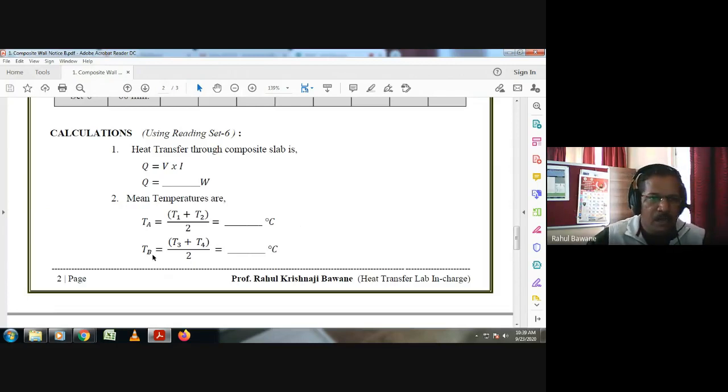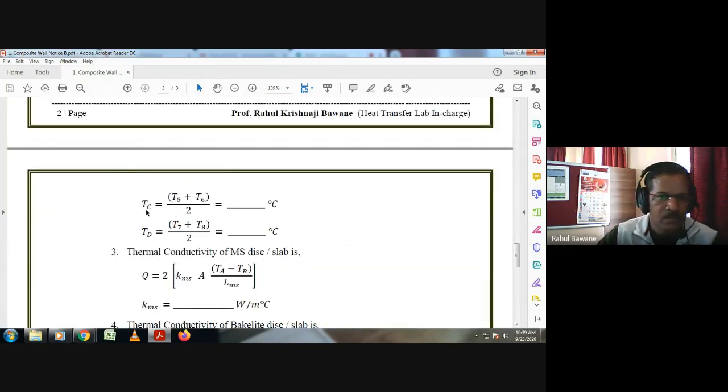MS plate outer surface or bakelite inner surface will be TB. It is the average of T3 plus T4. Then bakelite outer surface, which is the same as the wood plate inner surface, is average TC, the average of T5 plus T6. In the same way, the outer surface temperature of the wood slab is TD, and it is the average of T7 plus T8. So we have to calculate all the averages.